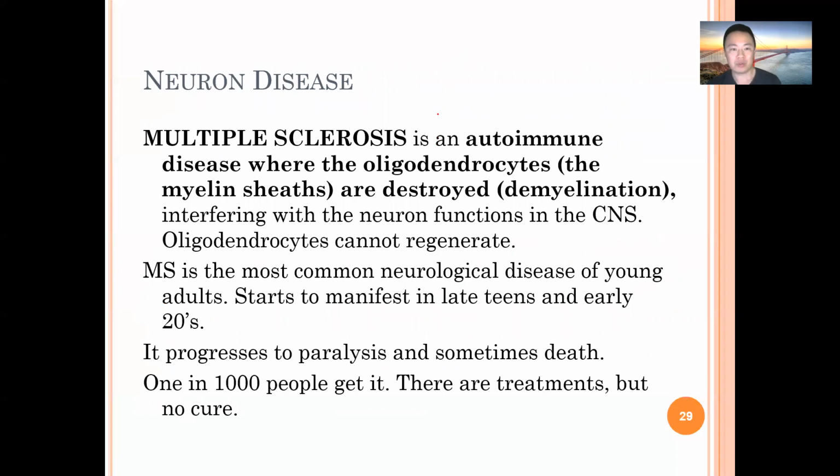An example of a neural disease here is multiple sclerosis, an autoimmune disease where the oligodendrocytes, or the myelin sheath, are being destroyed. That process is called demyelination, and it interferes with neural function in the central nervous system. Unfortunately, the oligodendrocytes can't regenerate this myelin sheath. Multiple sclerosis is the most common neurological disease of young adults, and it starts to manifest as early as the early 20s, and it progresses to paralysis and sometimes death. 1 out of every 1,000 people get it, and there are treatments, but unfortunately no cure.